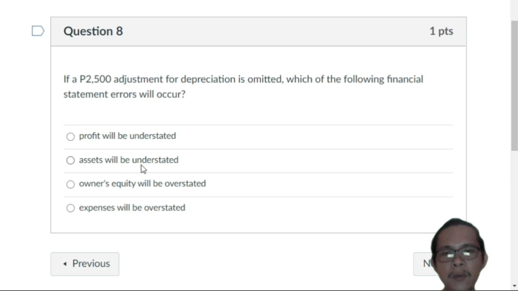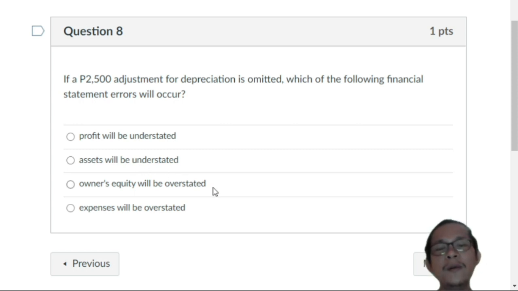Yung asset mo ba will be understated? Kunwari, equipment hindi ka nagkaroon ng accumulated depreciation. Kontra asset yon. So, kung 100,000 ang iyong book value, yung balanse ng iyong equipment, pero dapat meron kang accumulated depreciation, kunwari 10,000. So, dapat 90,000 na lang yung net value nun. Overstated yung asset mo. Mali ito kasi ang sabi dito, understated.